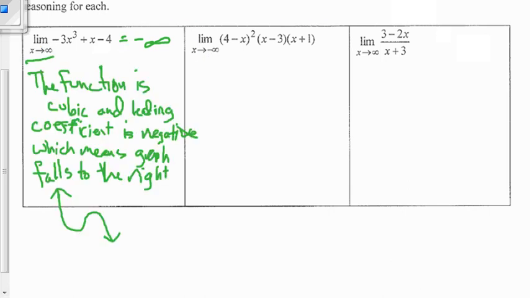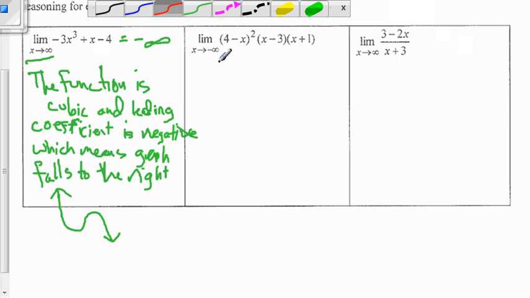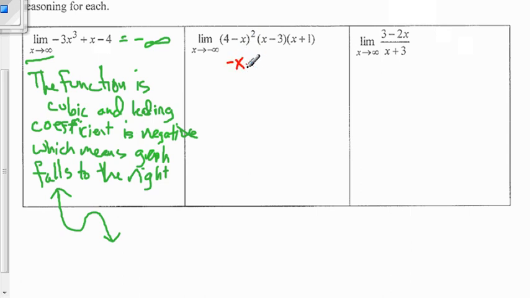Okay, for the second one, we're not sure. We look at it, hey, I have an x, an x, an x, but this first x is being squared. So that ends up being negative x times negative x times x times x. Hey, that's x to the fourth. And that's going to be a quartic function, and the leading coefficient ends up being positive. So again, it's going to be positive 1 x to the fourth.